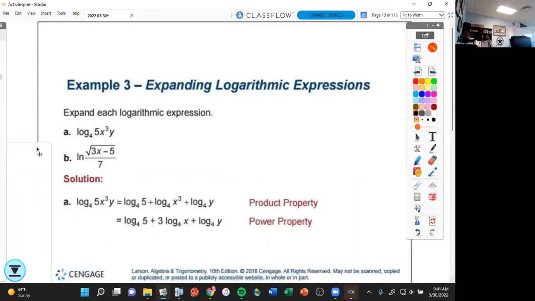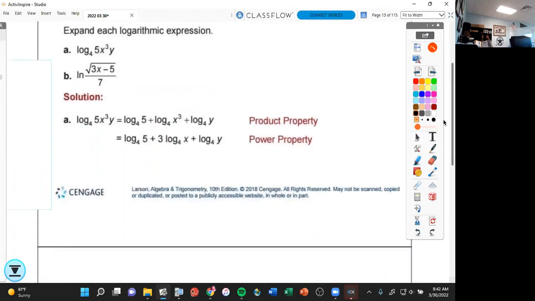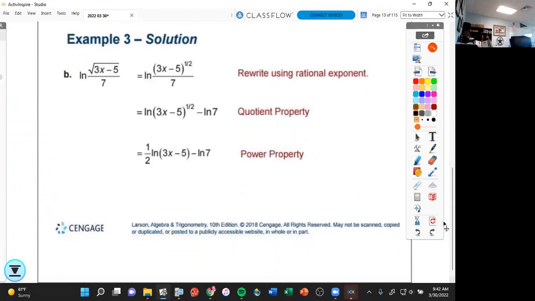Part A, is that what we had? This is part A. Is that what we had? Log base 4 of 5 plus 3 log base 4 of x plus, okay, good there. Part B. Is that what we got? Yeah, because it said to expand. You know, I mean, yeah, I could see a person saying, well, the natural log of 3x minus 5, I could rewrite that, but questions?